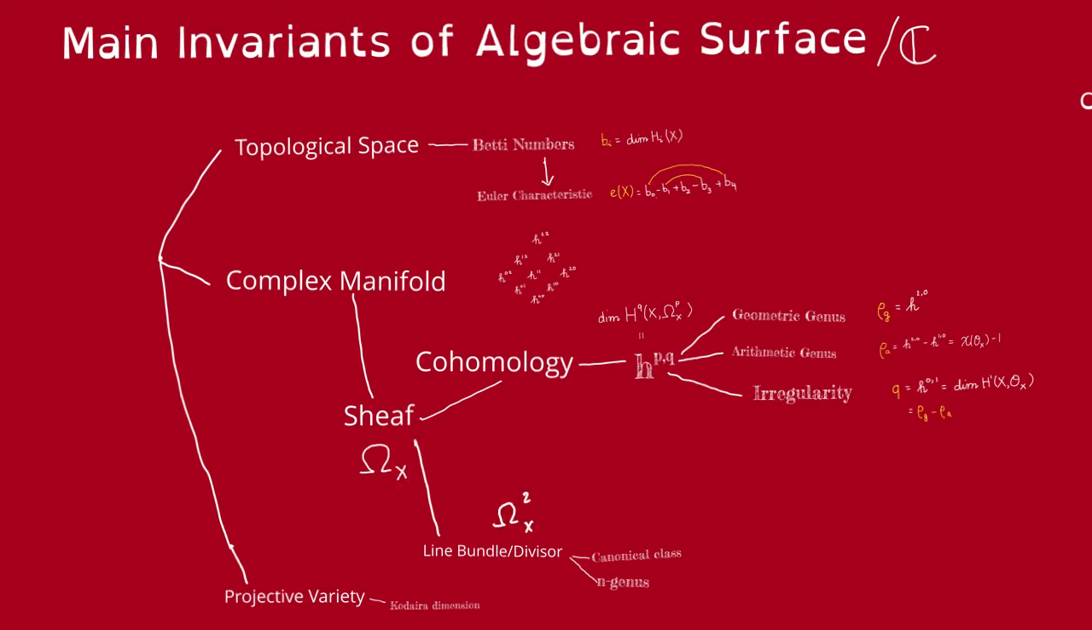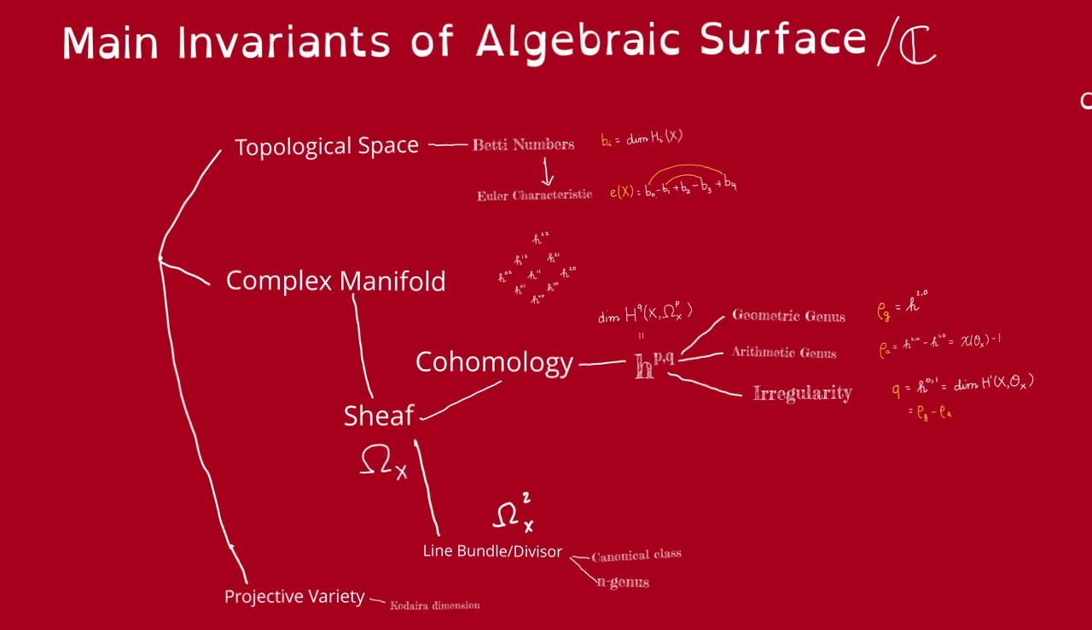Another direction is to exploit the fact that the square of this sheaf is an invertible sheaf. And invertible sheaves can be thought of as line bundles or divisors. So we could explore that direction. But for now, we will look at the cohomology of this sheaf.